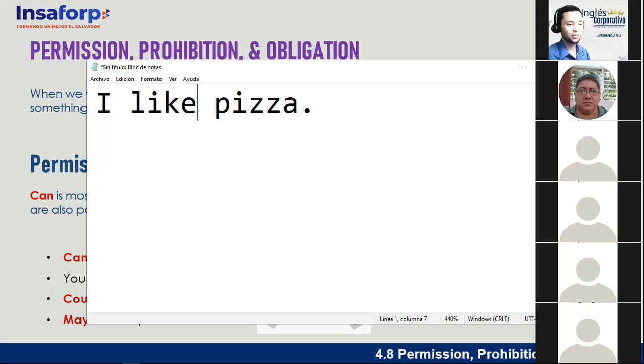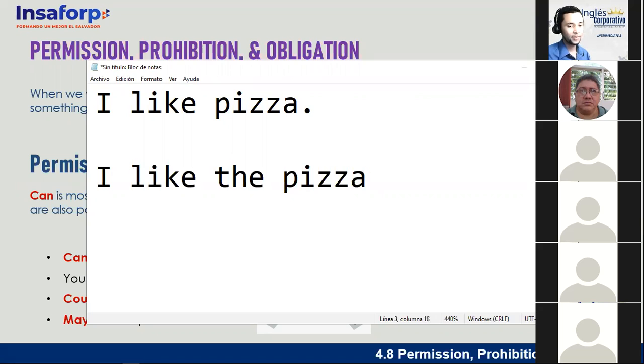Do you like pizza, Rodrigo? Yes, I like pizza. Okay, good. Ahora, hablemos, digamos, de la pizza del Pollo Campero, porque venden pizza también. Entonces, you say, I like the pizza at Pollo Campero.